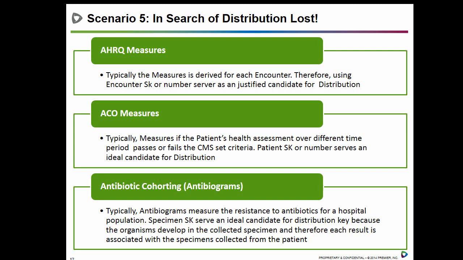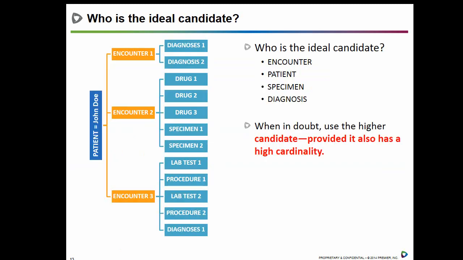And then you have something like antibiotic cohorting, which is extremely important, extremely useful for your antibiograms. It basically prescribes the strategy of how antibiotics need to be used by your care providers for your patient population, for your hospital's patient population. Well, here specimen SK is very useful because you're basically always concentrating on the specimen collection with your lab results. So there are three different scenarios in which three different ideal candidates can be chosen, right?